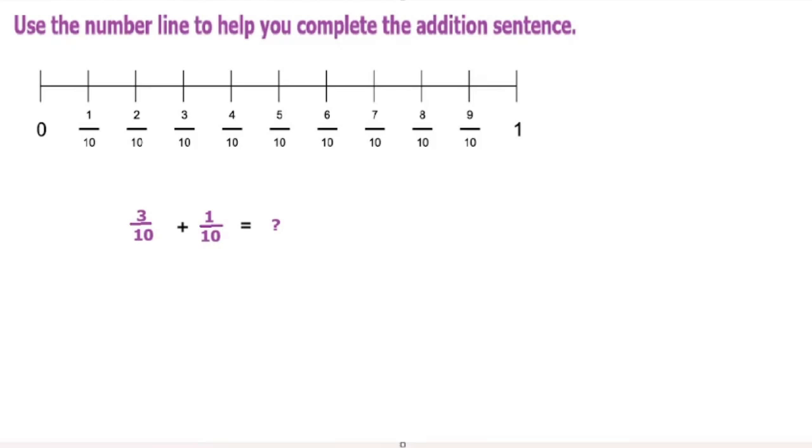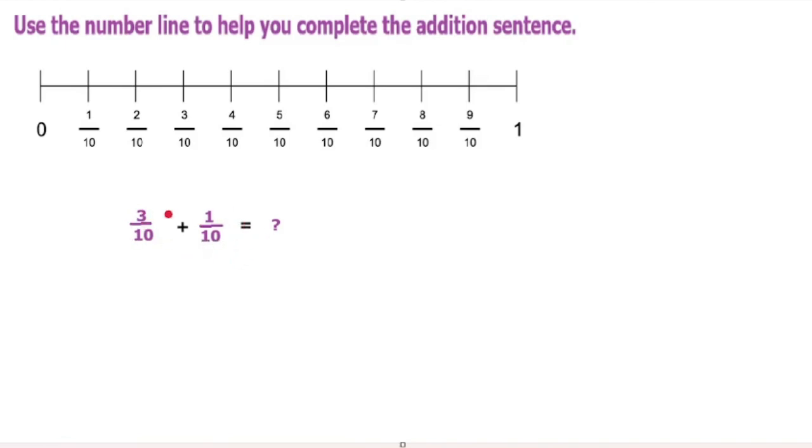In this lesson, we're going to use a number line to help us add fractions. So if we have a problem like this one that says, use the number line to help you complete the addition sentence. You can see this number line goes from 0 to 1, and it's broken down into parts. And this is what we need to figure out how to add: 3 over 10 plus 1 over 10.